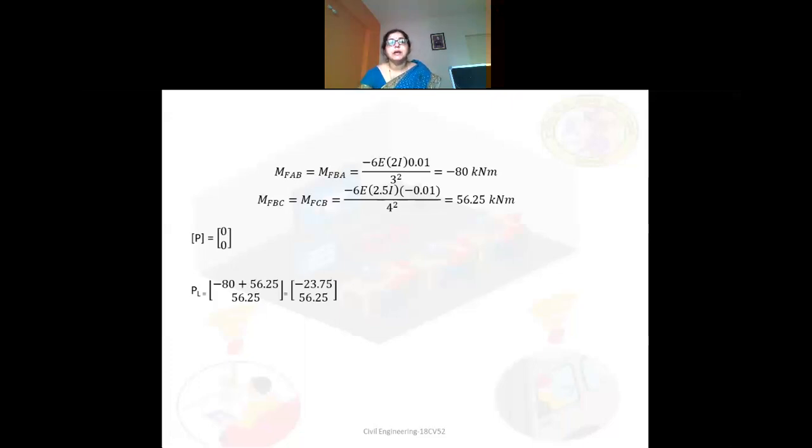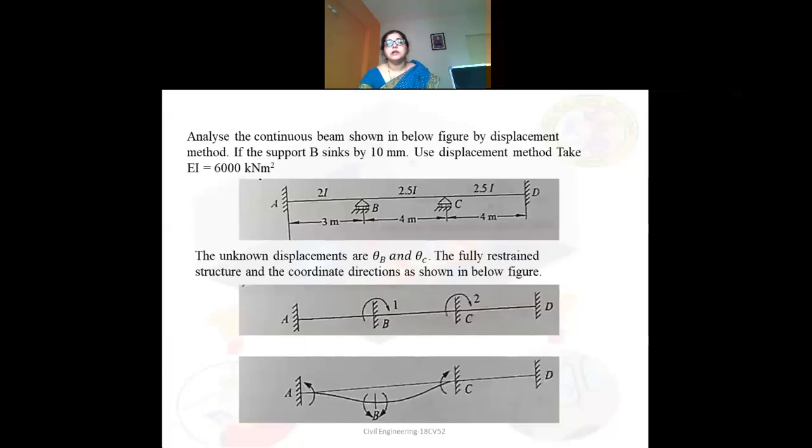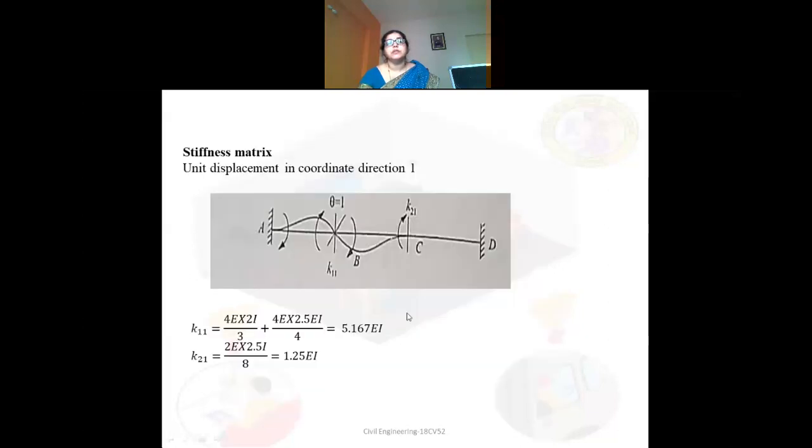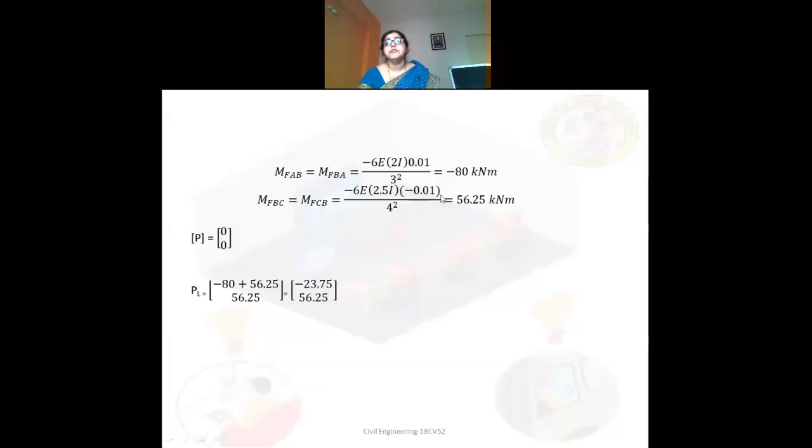Next, support C is connected to span CB and CD. So MFCB plus MFCD. Since in CD there is no load or sinking, everything is obviously zero. Only in span CB we got 56.25 kilonewton meter. So the restrained forces are minus 23.75 and 56.25 kilonewton meter.